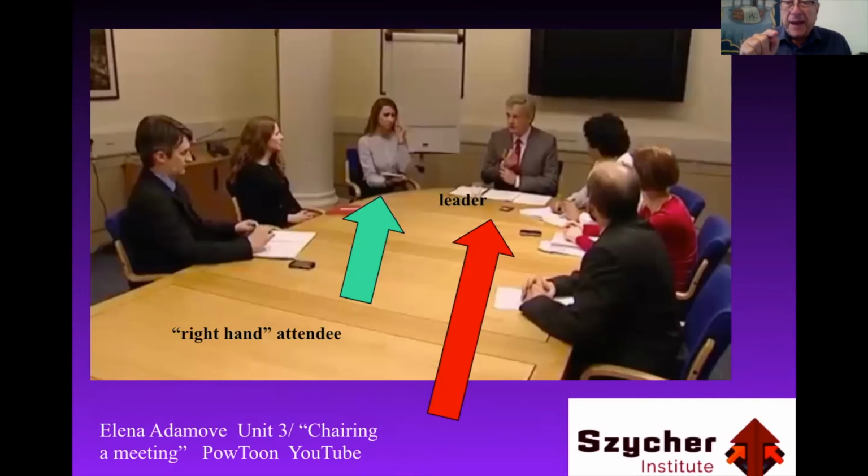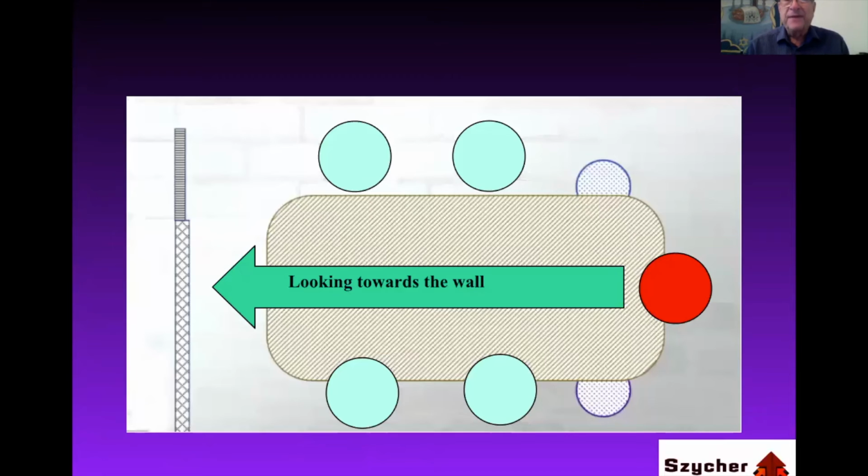The right-hand attendee, the person that is the closest to the leader, is sitting to his right. That is an important point to be made. Your right-hand person should be sitting to your right in any meeting.